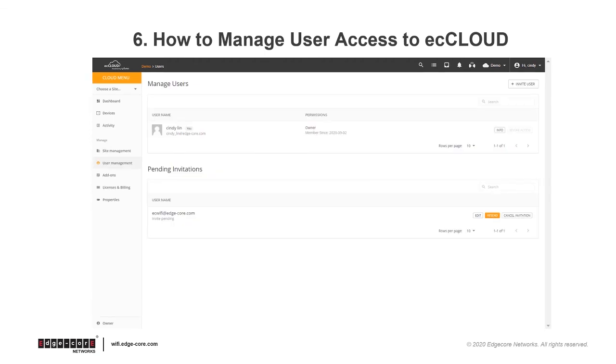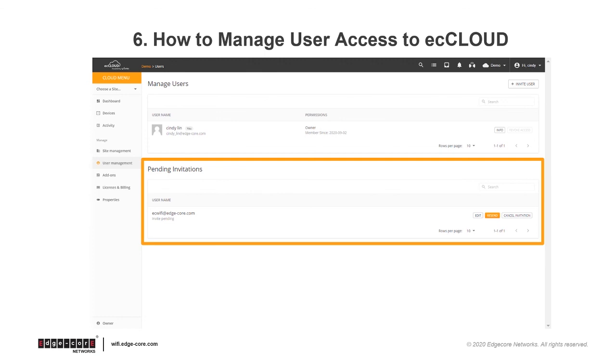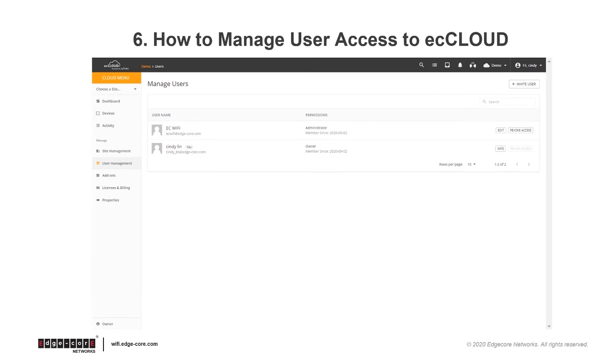And once you have invited a user, you will see this user under Pending Invitations. The user will receive an invite by email. And once the user has accepted the invite, they will be listed under Manage Users as shown here. And here you can see the option to edit the account or revoke access.